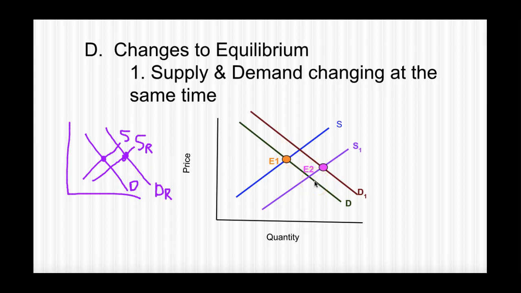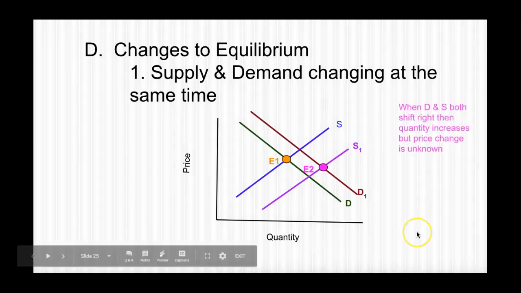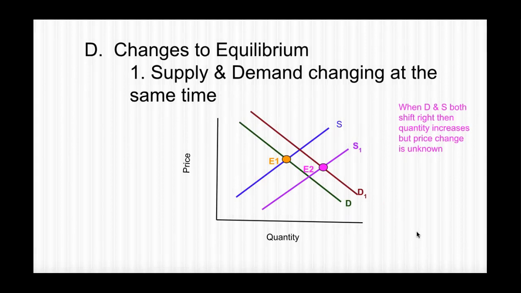My point is that when both demand and supply change at the same time, you can't tell what happens to one of these, either the price or the quantity. In this instance, when they both shift to the right, you can tell that quantity increases, but the price change is unknown. You don't know what happens to the price because it depends upon which is the bigger shift, the supply shift or the demand shift. So as a result, when demand and supply both shift to the right, quantity increases, but the price change is unknown.